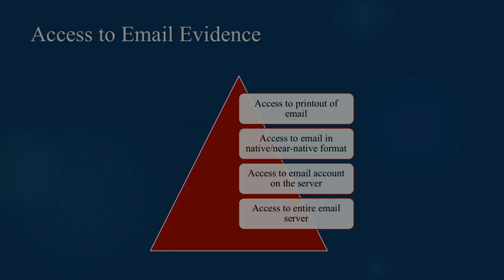So for example, when we talk about server metadata, I like to think about the levels of access we get to email evidence. So in some cases, you might start off with just a printout of an email. Happens to me a lot of times. It's sad but common. You might have the email message in native or near native format, so essentially in the original format where it was created, or maybe some type of conversion that's derived from there.